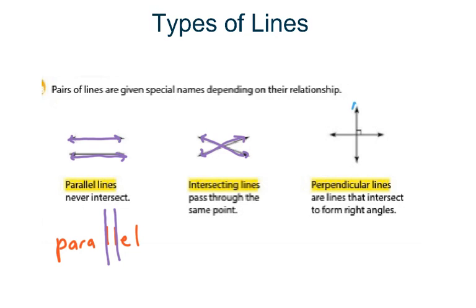So what does perpendicular mean? It means that it meets at a right angle. All right, so here's a right angle. It meets at a square, right? A right angle.